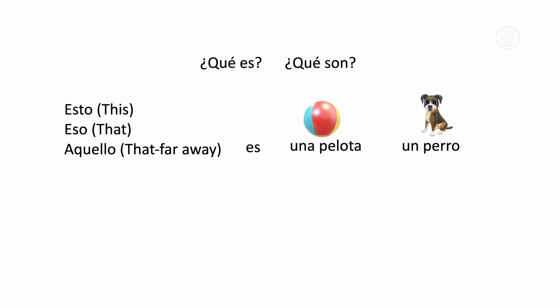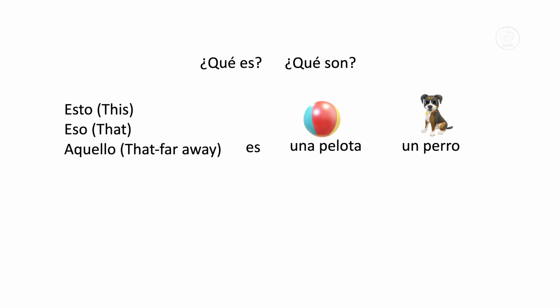Let's ask the question, ¿qué es? What is this? Or what is it? Now, we could simply say, esto es una pelota. Esto es una pelota, which means this is a ball. And for the dog, which is a masculine word in Spanish, we simply could say, esto es un perro. Esto es un perro. This is a dog.